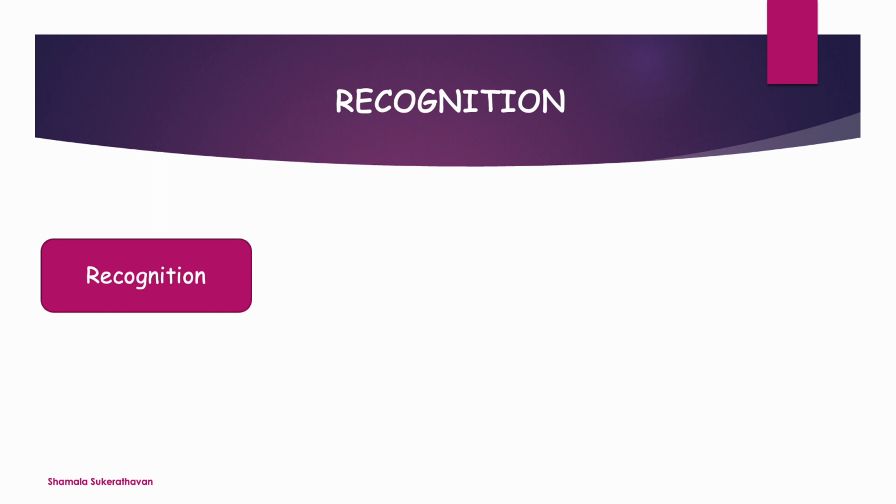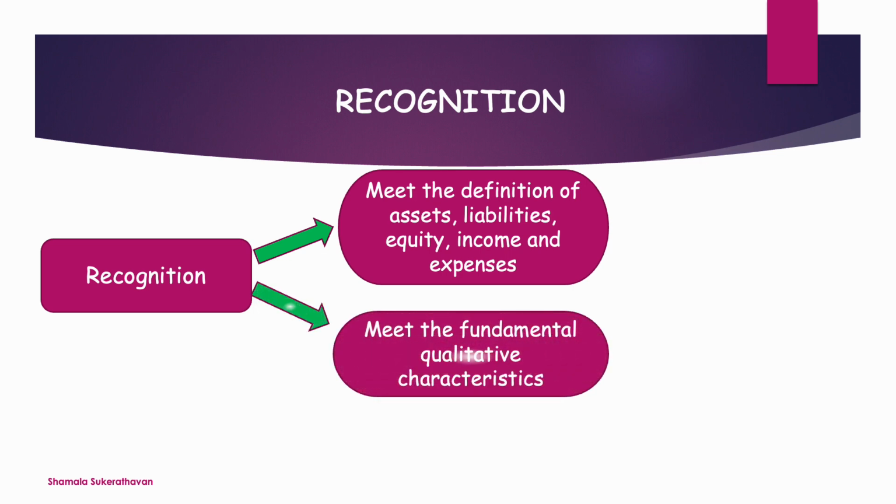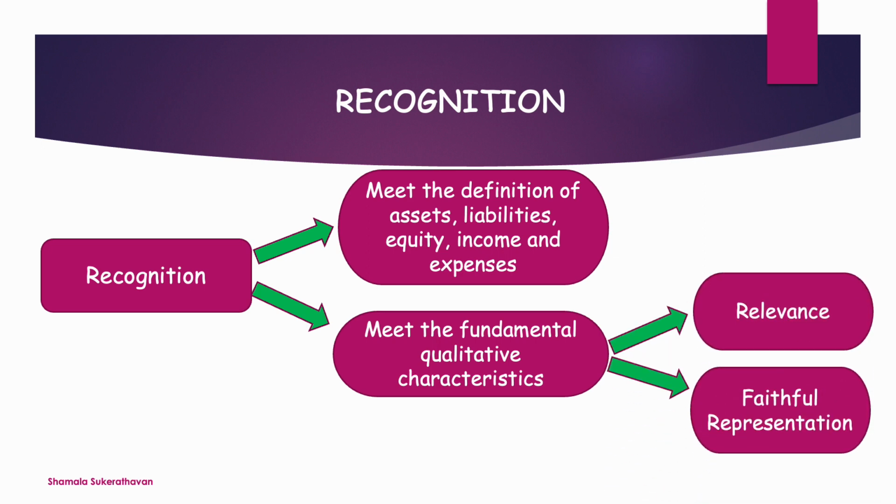An item should be recognized, firstly, if it meets the definition of assets, liabilities, equity, income, and expenses as set out in the Conceptual Framework of Financial Reporting. Secondly, it should meet the fundamental qualitative characteristics of useful financial information, that is, relevance and faithful representation. Thus, it is possible an item meets the definition as prescribed in the conceptual framework but may not be recognized.